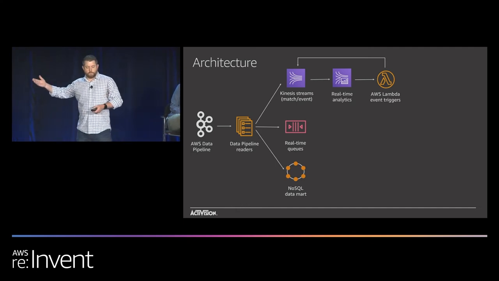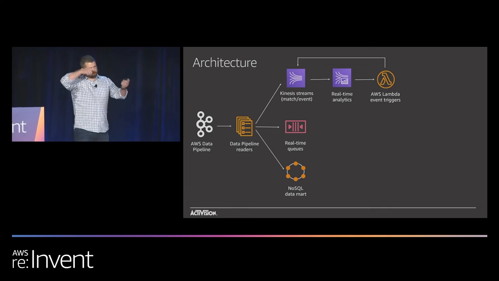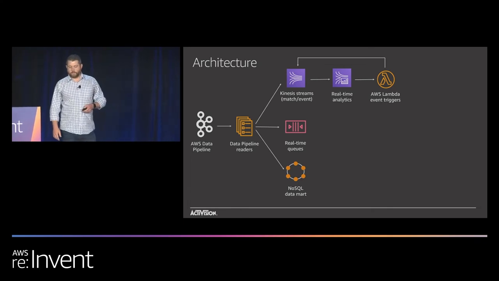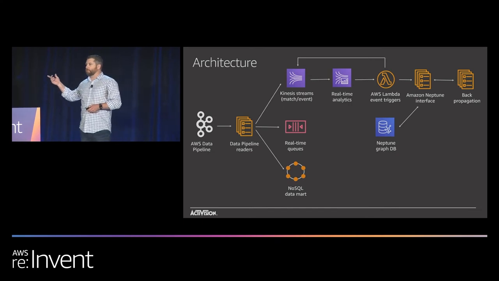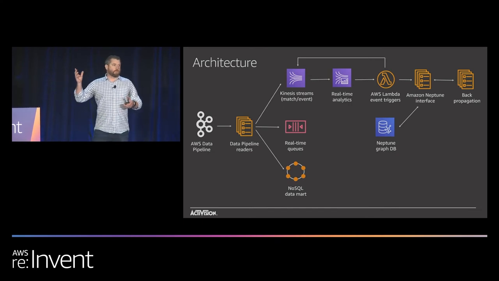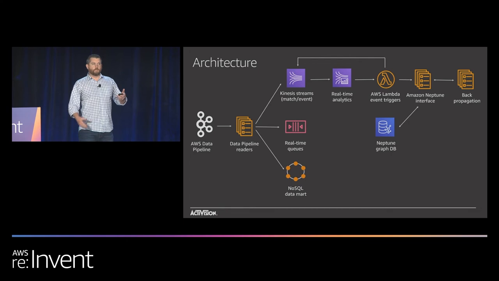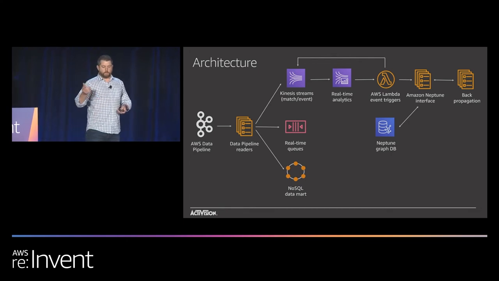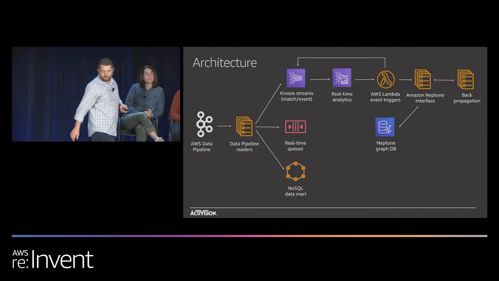We have real-time Kinesis analytics attached to those streams using Lambda to pick and flow through the real-time analytics of the streams. The Lambda also triggers a custom application that we wrote that is an interface on top of Neptune, the Amazon Neptune database. It's a graph database that allows us to store each of these states of the users. And we have another application, the backpropagation, that actually does the learnings and stores that back into the database itself.